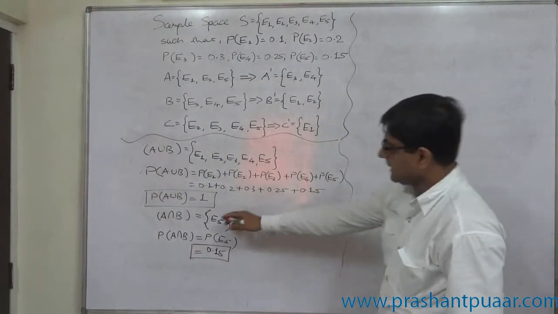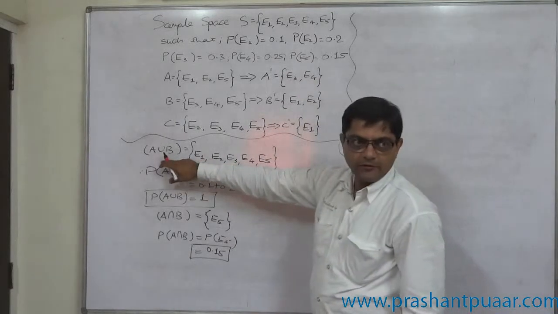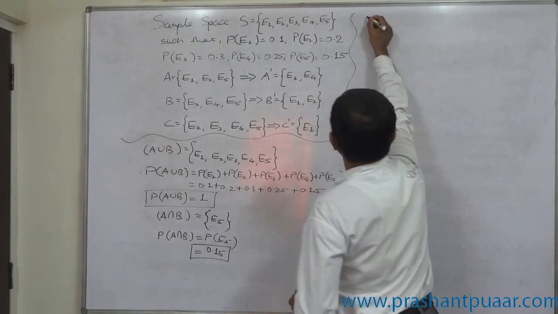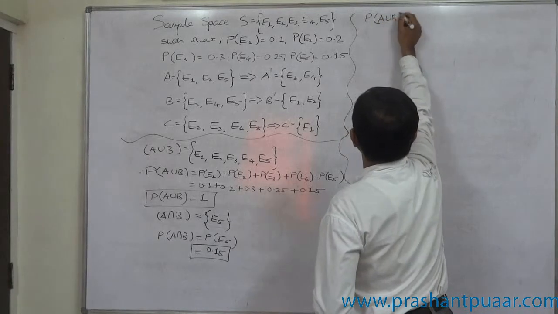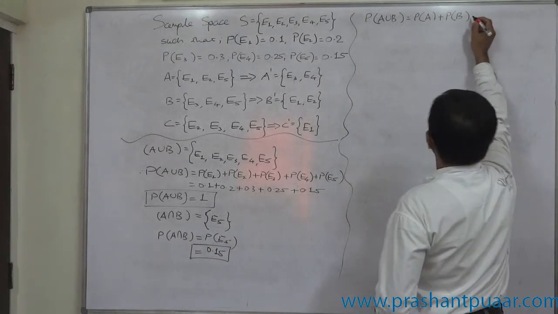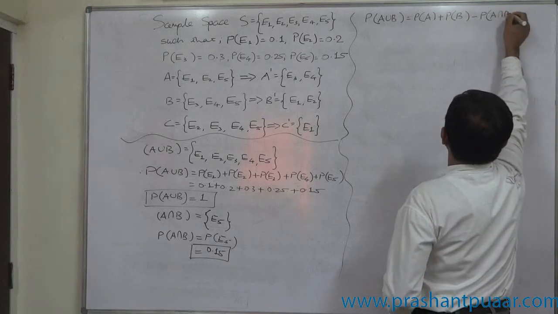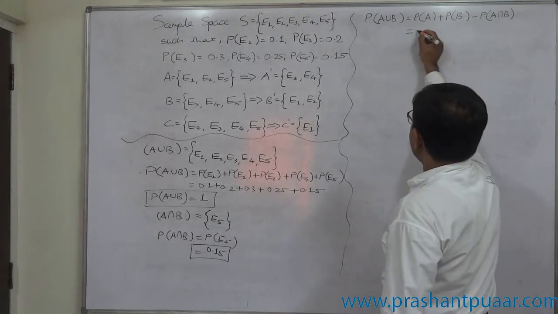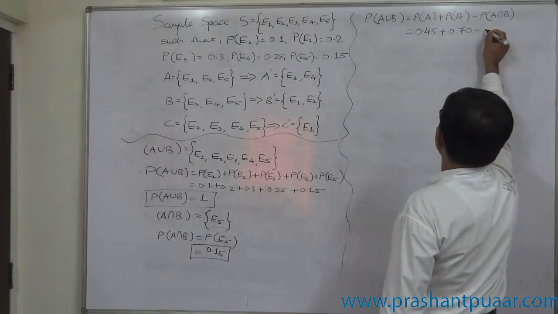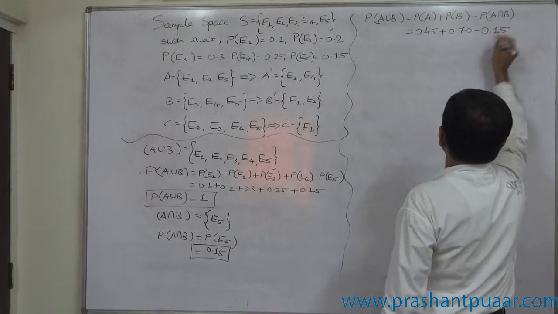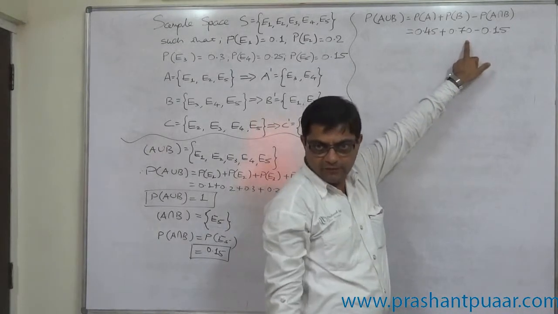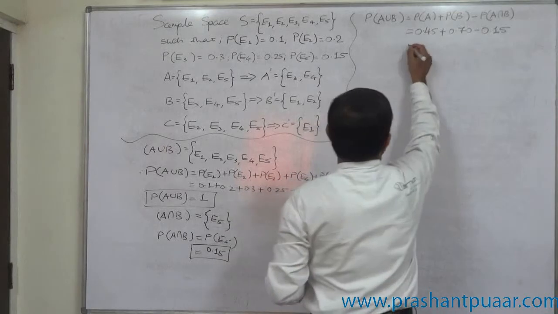Now let us use intersection for calculation of P of A union B through the formula of the general law of addition of probabilities. P of A union B equals P of A plus P of B minus P of A intersection B. P of A is 0.45 plus P of B is 0.7 minus P of A intersection B is 0.15. 0.45 plus 0.7 equals 1.15 minus 0.15 is 1.